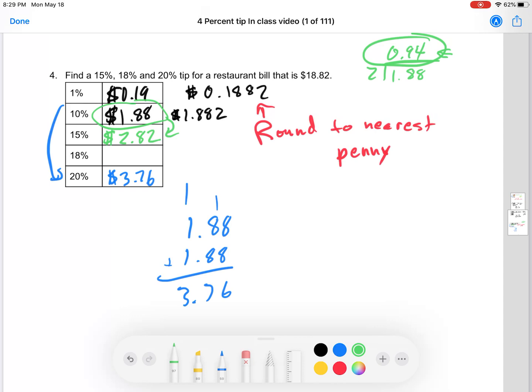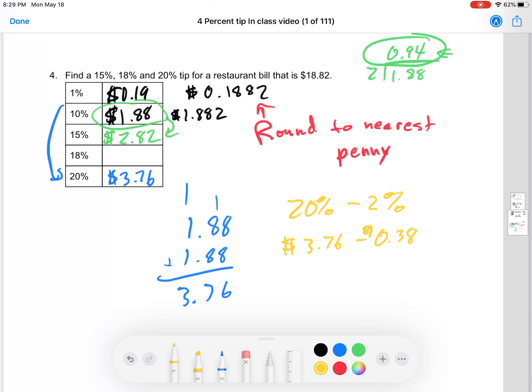Okay. And now the 18%, I'm going to find maybe it'll be a little easier to do 20% minus 2%. And then the 20% is $3.76 minus 2%. That's 2 of the 18s. So 2 of the 18s is going to be 38 cents. And then we need to subtract that.